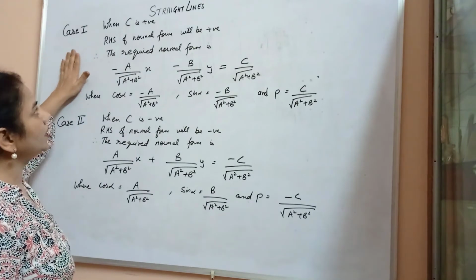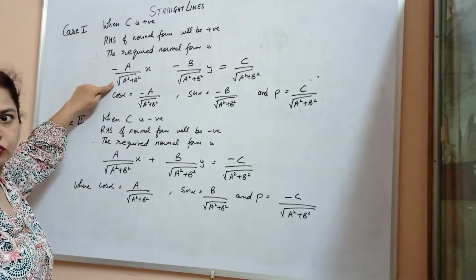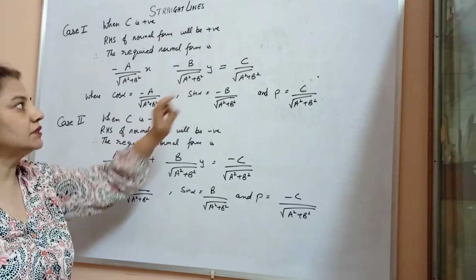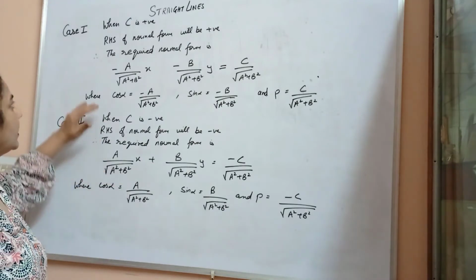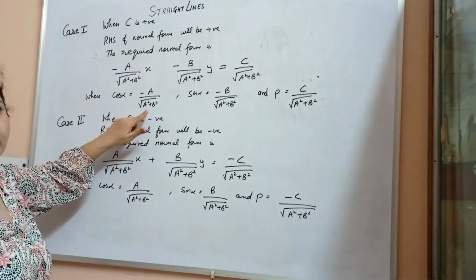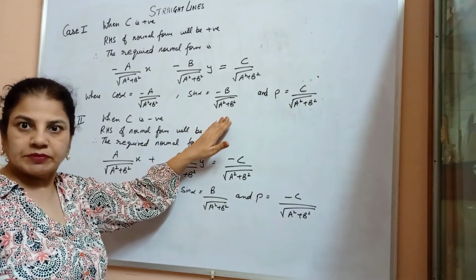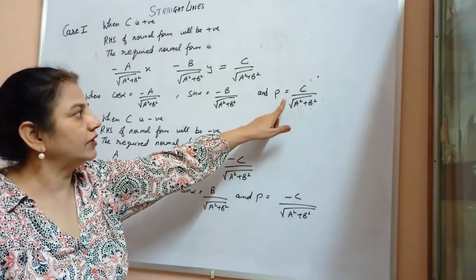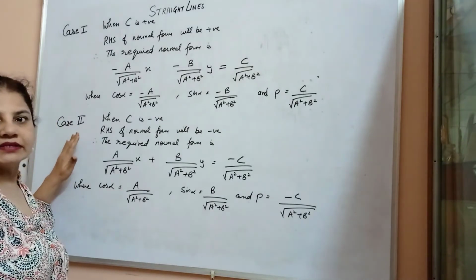So we have the required equation in normal form as minus a upon under root a square plus b square x minus b upon under root a square plus b square y is equal to c upon under root a square plus b square. If we compare this with the normal form equation, we have cos alpha is equal to minus a upon under root a square plus b square, sin alpha is equal to minus b upon under root a square plus b square, and the perpendicular distance is c upon under root a square plus b square, where c is positive.